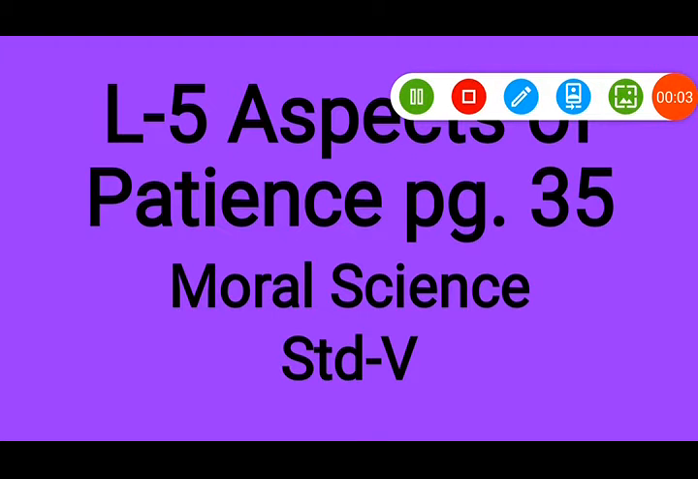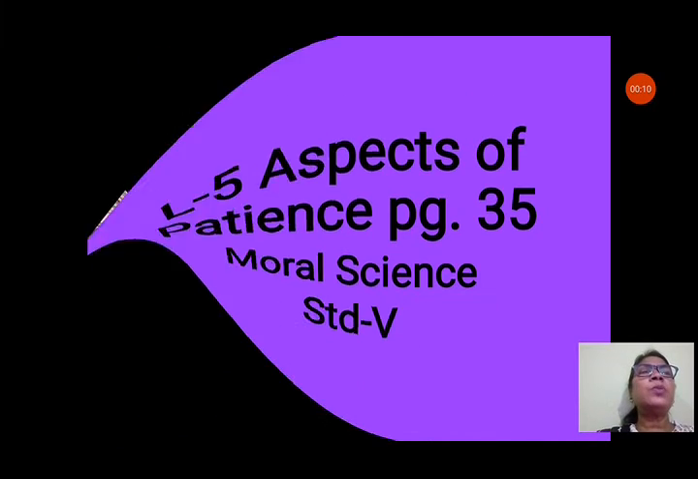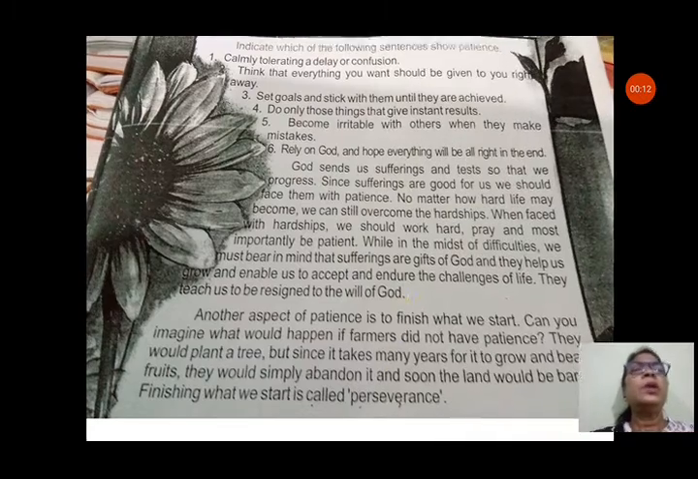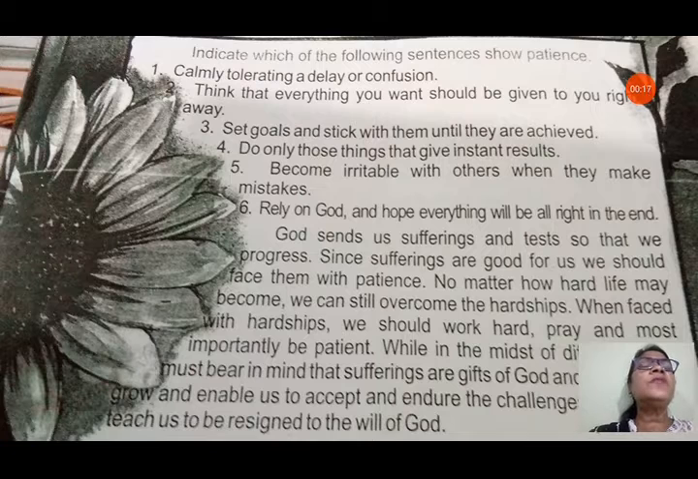Today in Moral Science, we will discuss Lesson 5, Aspects of Patience, page number 35. So, let us discuss these aspects of patience. Here a question is given: indicate which of the following sentences show patience. First is calmly tolerating a delay or confusion. This sentence shows patience because whenever there is a delay in any situation, our attitude should be positive and we should be calm and we should not be aggressive if it is going too late.